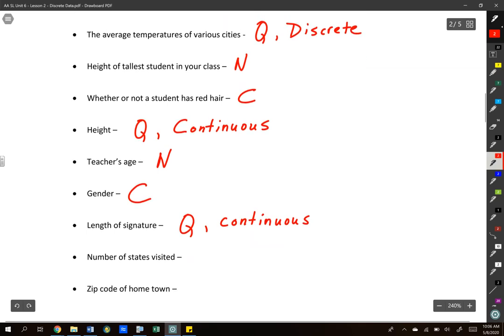The number of states you've visited, all right? That's a counting number, right? It is numeric, but because we're counting it, that would be discrete.